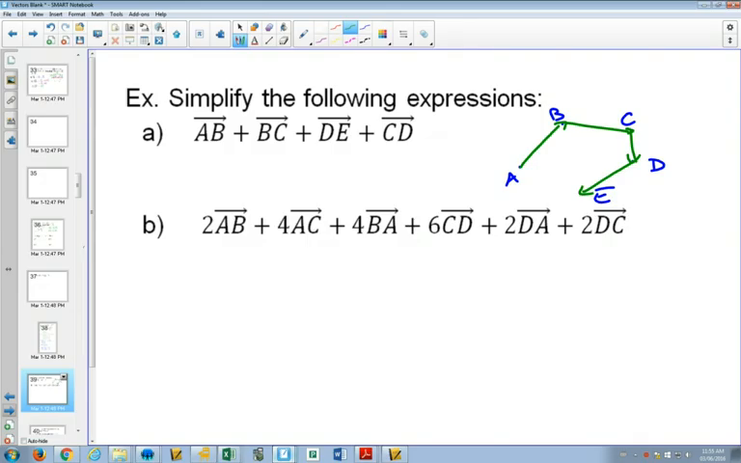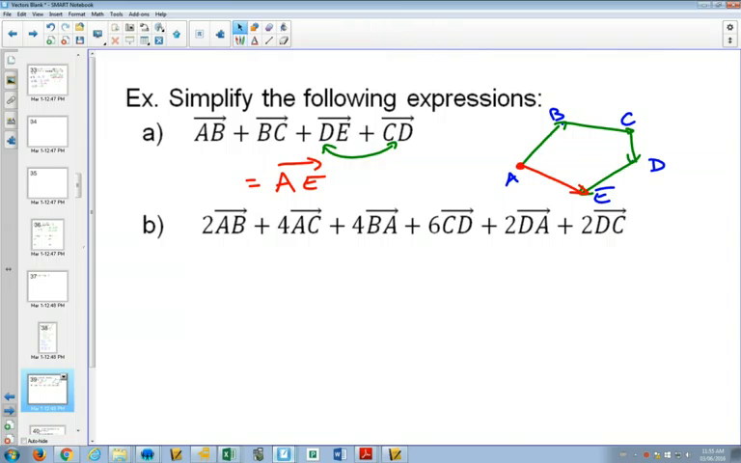In fact, it would probably be a lot easier if these two were switched, right? Because then I would go from A to B, B to C, C to D, and then D to E. Where did I start? I started at A. Where did I end up? I ended up at E. So this whole thing is going to equal A to E.